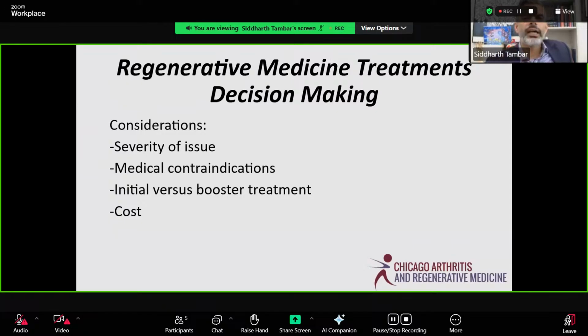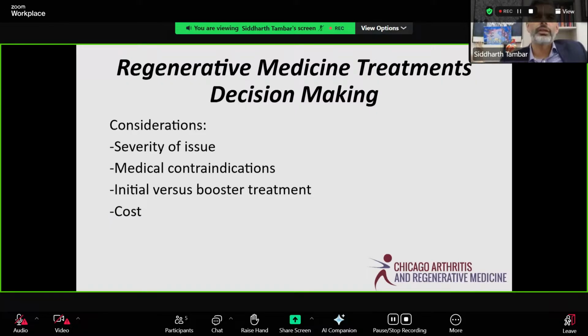So how do we decide when it comes to a regenerative medicine treatment? Number one, how do we decide if you're a candidate? How do we decide on what treatment to use? Number one, we look at what is your issue, like what joint are we treating? What's the severity of the issue? Do you have any other medical issues that can make one treatment or another a little bit more challenging? And is this an initial treatment or is it a booster treatment?